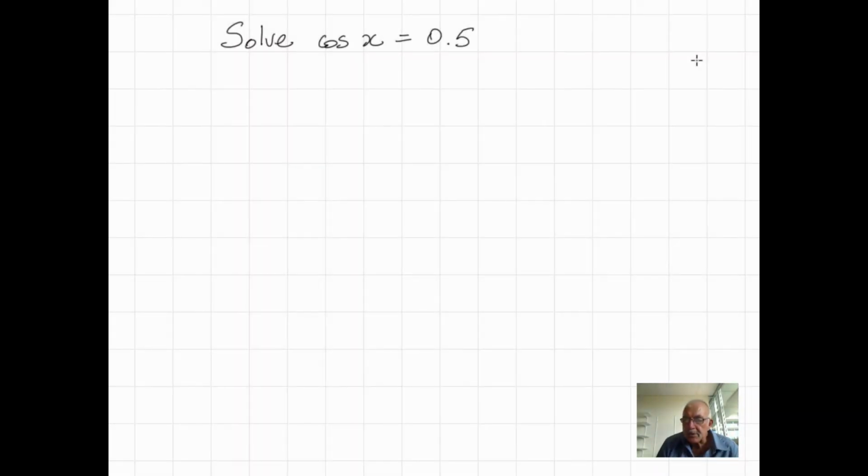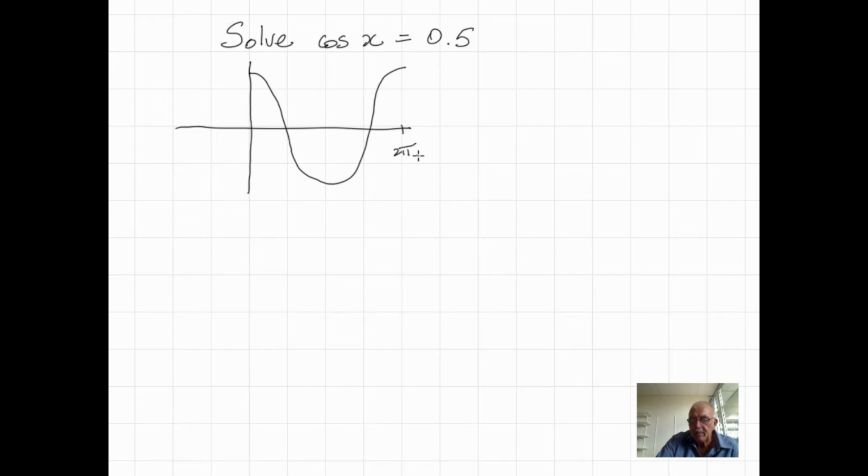The question asks us to solve cos x equals 0.5. And I know if you put it in on your calculator, you'll just get a single answer. However, if you go back and think about what the cos graph looks like, it starts up at 1 and we get a complete cycle. And I'm going to work in radians here, up to 2 pi.